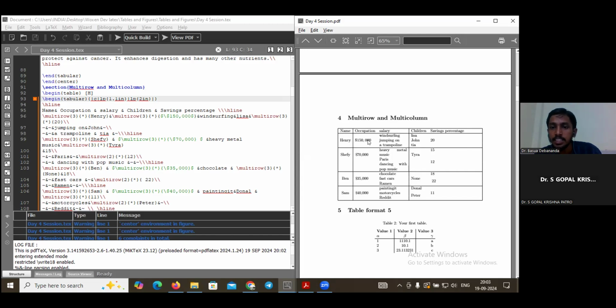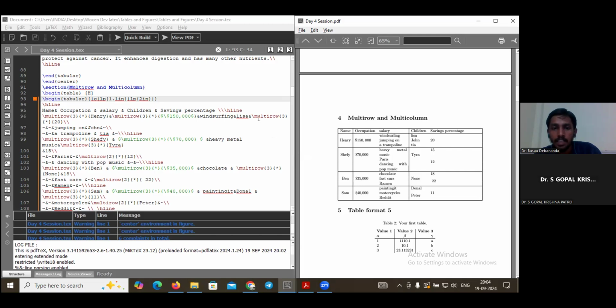This entry is divided into 3 rows, so again \multirow. In the second column, I want $1,50,000. That means I have written \multirow{3} because I want this also divided into 3 rows. In brackets, I have written $150.